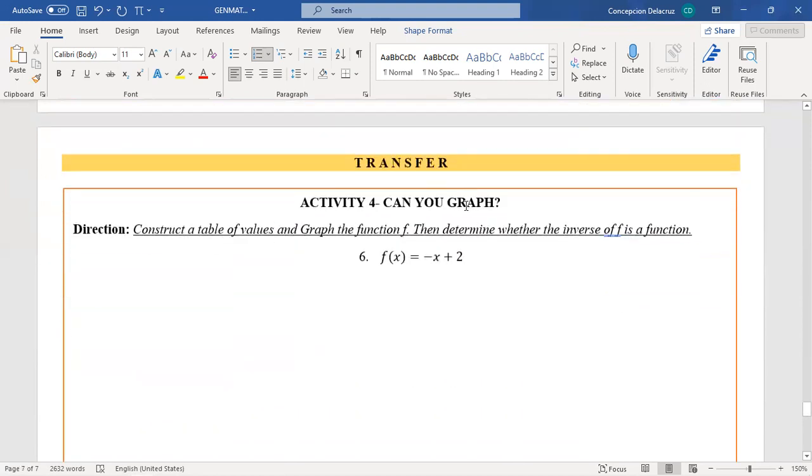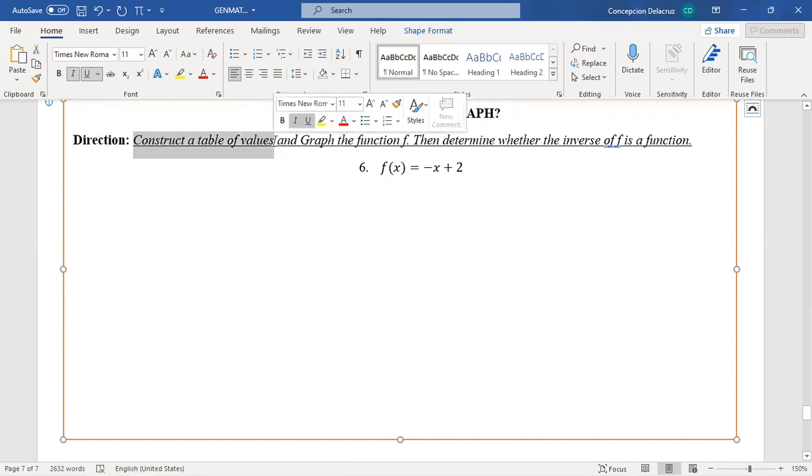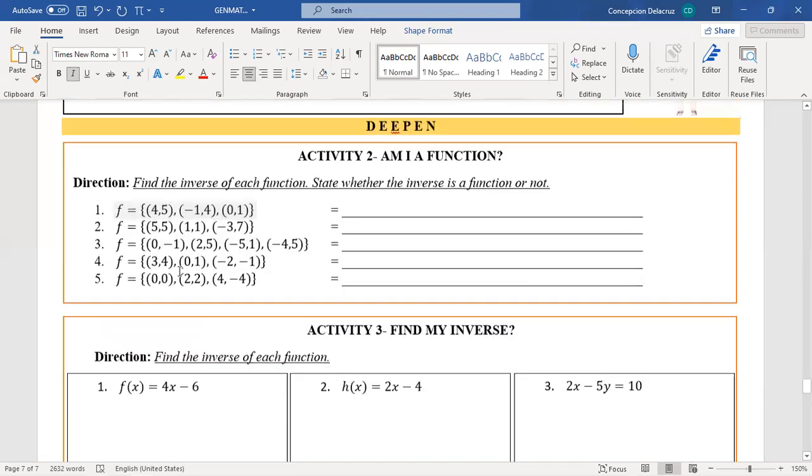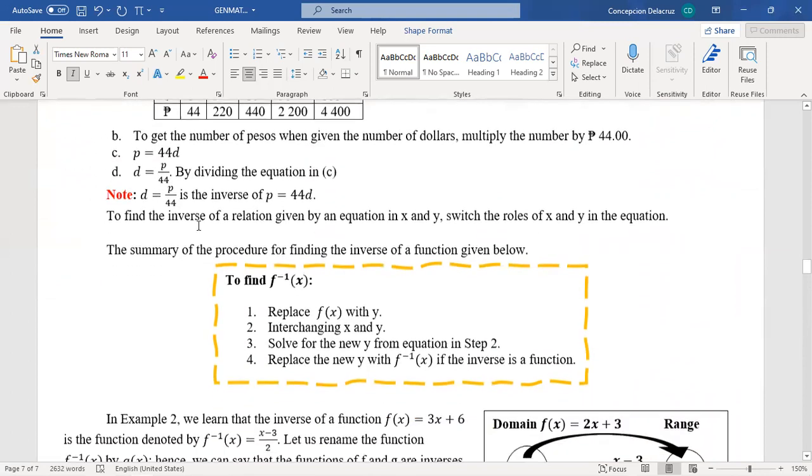And for the transfer part, activity 4, can you graph? You're going to construct a table of values and graph the function f. Then determine whether the inverse of f is a function. You can use GeoGebra for graphing, but you may still find it difficult because you need to find the table of values. What is a table of values? The table of values is just like this one.